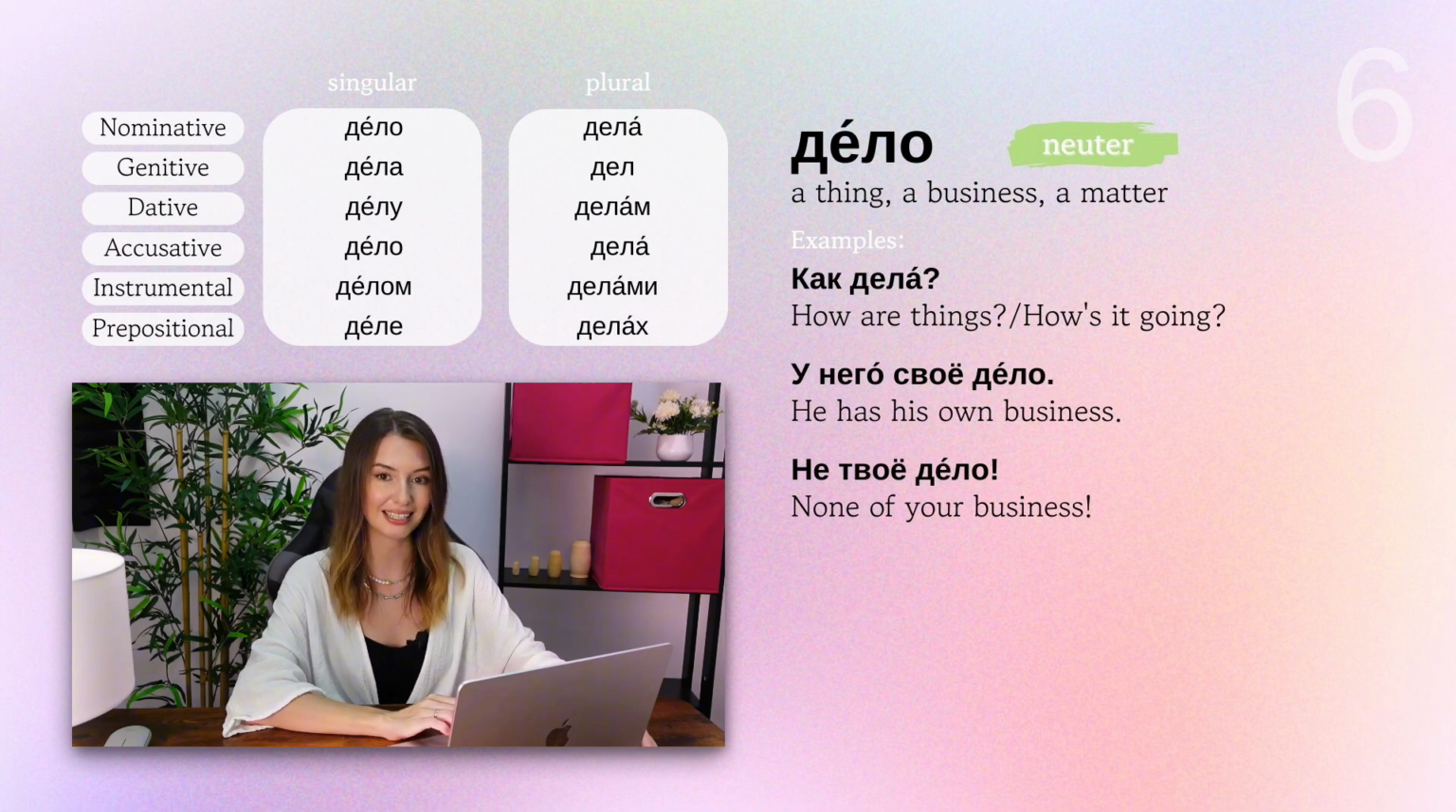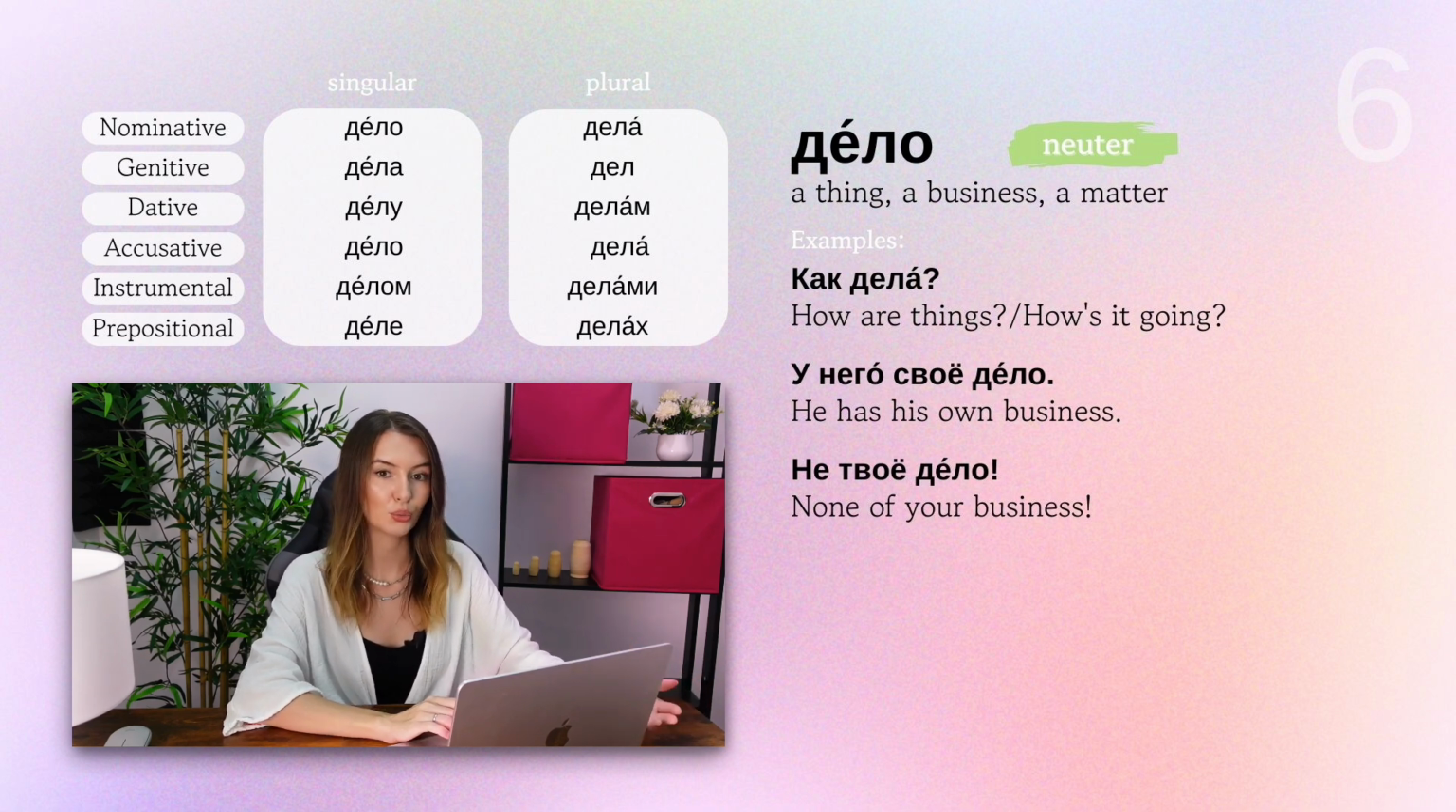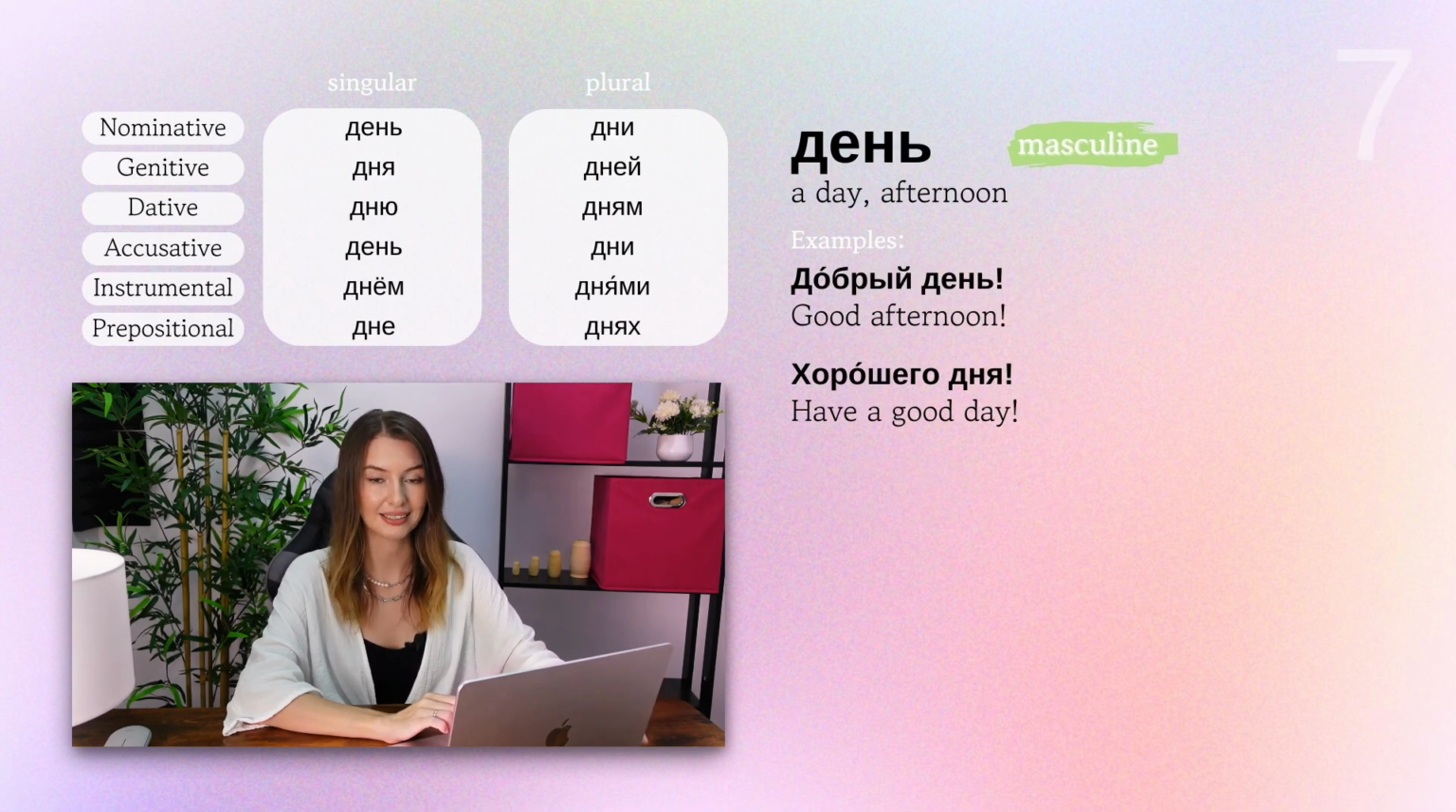The next word number 6. Дело. This word has many meanings. The plural form is дела. And you know the question, как дела? So the word дело can be translated as a thing, but also it can be translated as business. У него свое дело. It means he has a company, he is a businessman. And one more phrase, не твое дело.